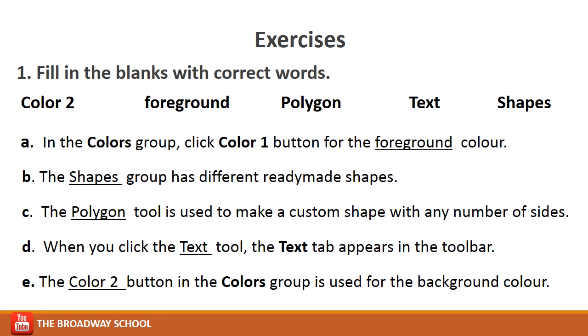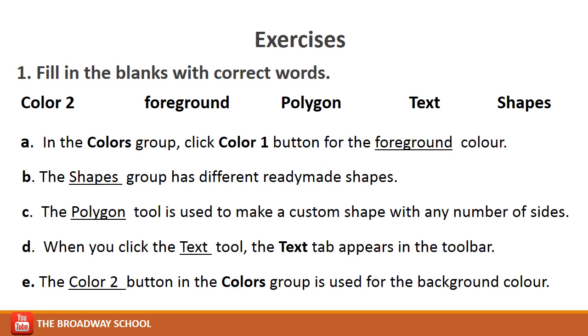Question number 1, fill in the blanks with the correct words. Word bank is given and the words are color 2, foreground, polygon, text and shapes. Number 1 is, in the colors group, click color 1 button for the dash color. Color 1 is actually used for the foreground color. So foreground is the correct word.